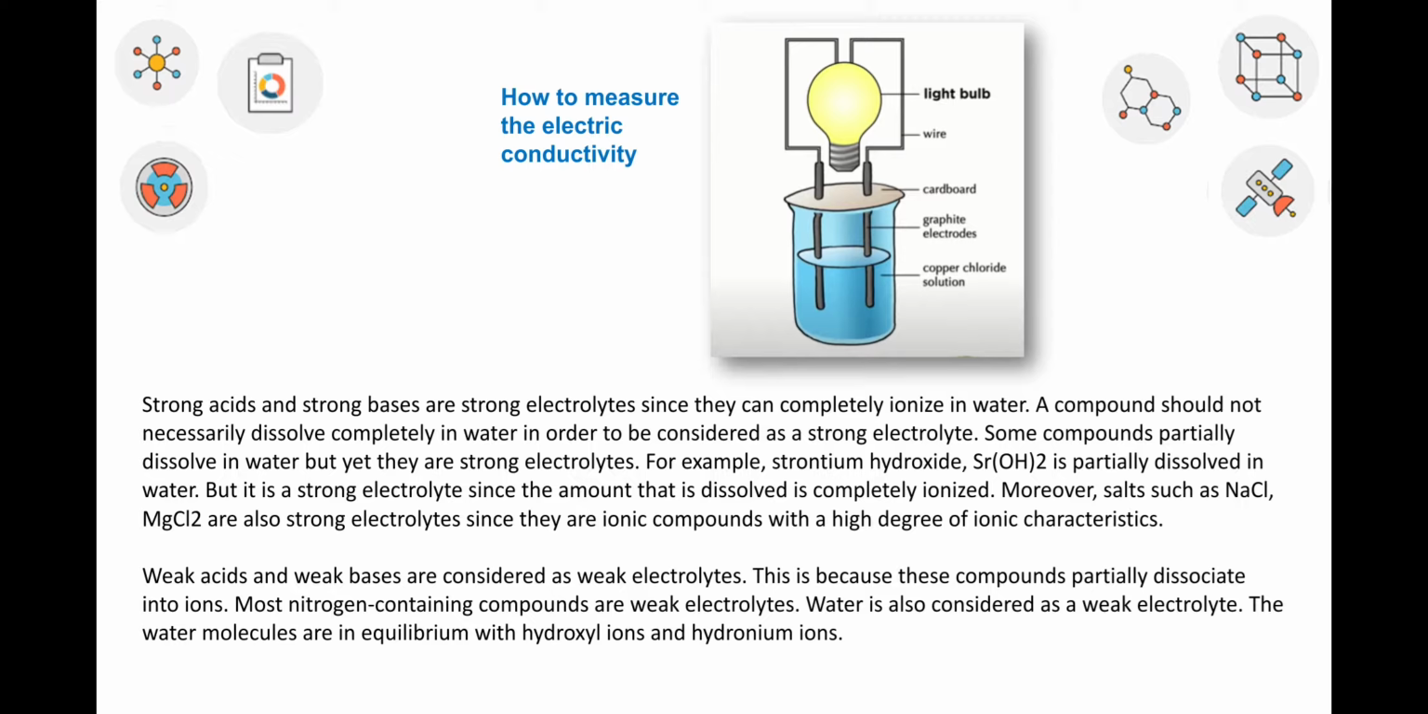Weak acids and weak bases are considered as weak electrolytes. This is because these compounds partially dissociate into ions. Most nitrogen containing compounds are weak electrolytes. Water is also considered as a weak electrolyte.